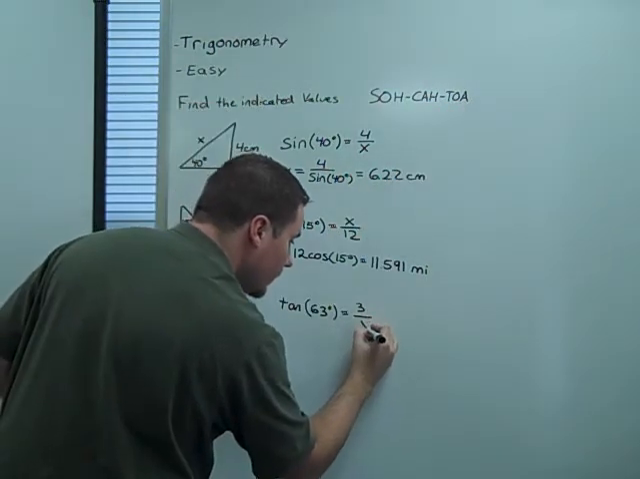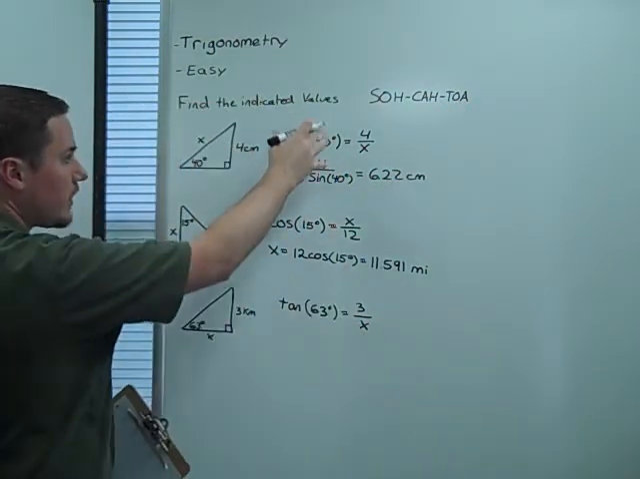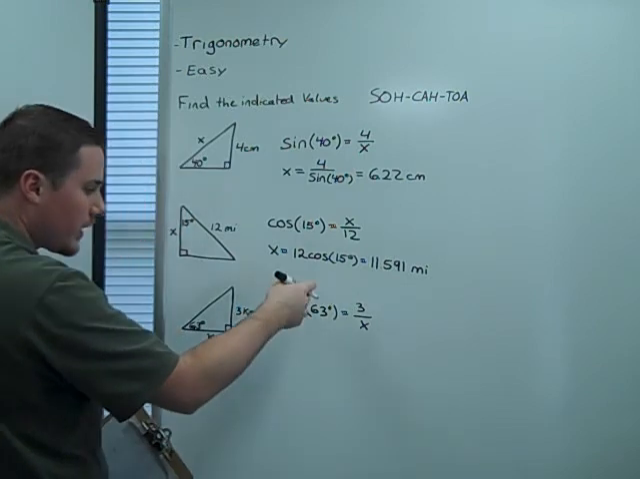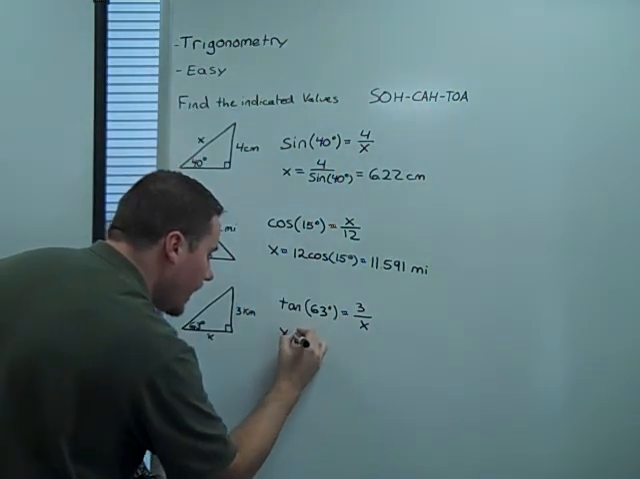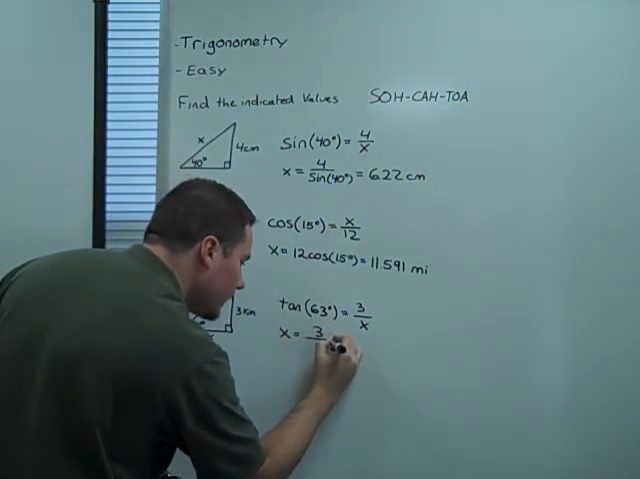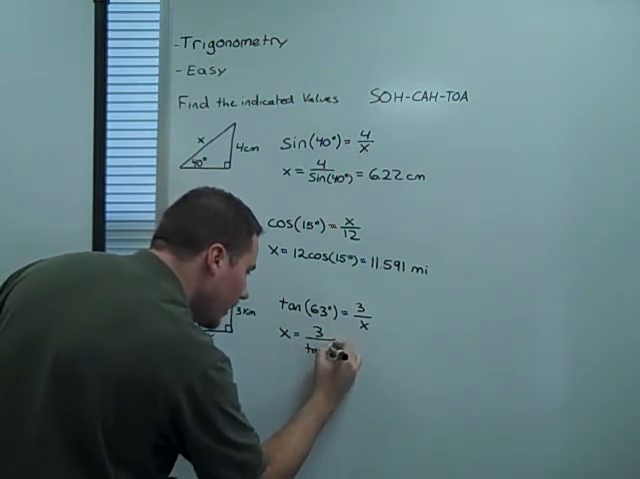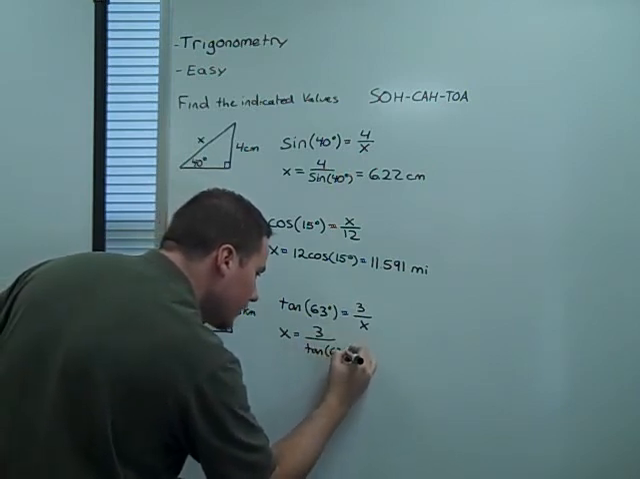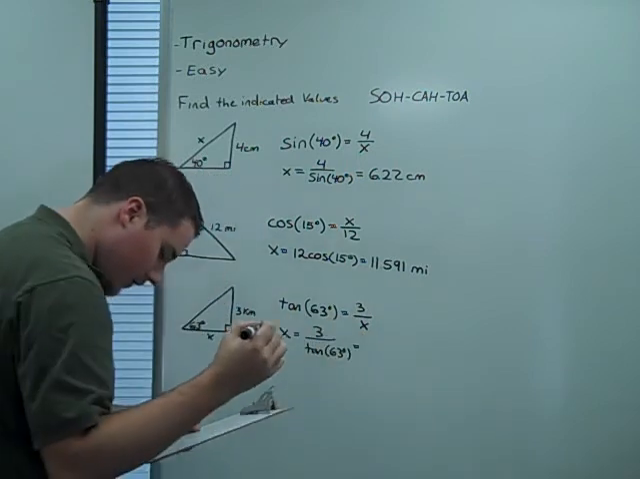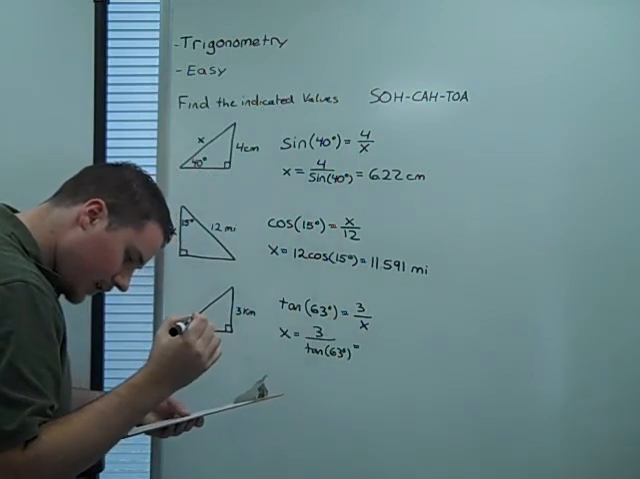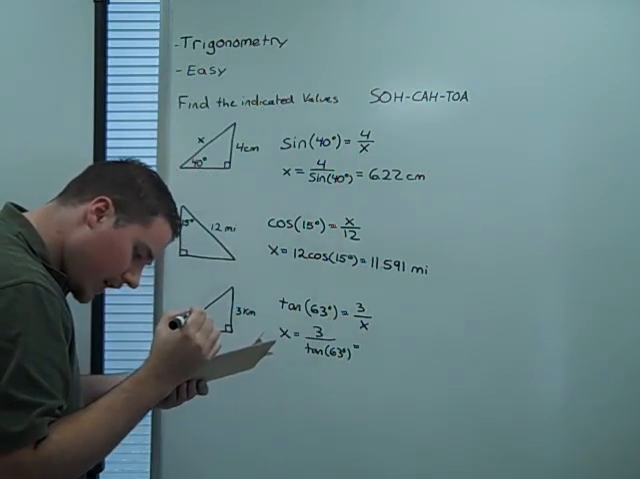which is x. Now we solve this much like we solved for sine, by multiplying across and dividing. x is equal to 3 divided by tangent of 63 degrees, which our calculator will tell us is 1.53.